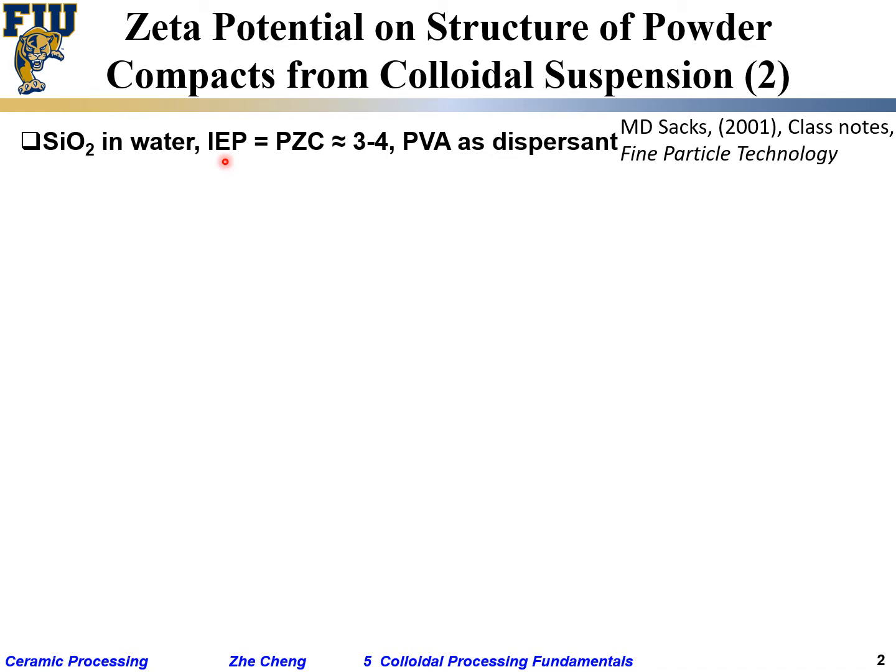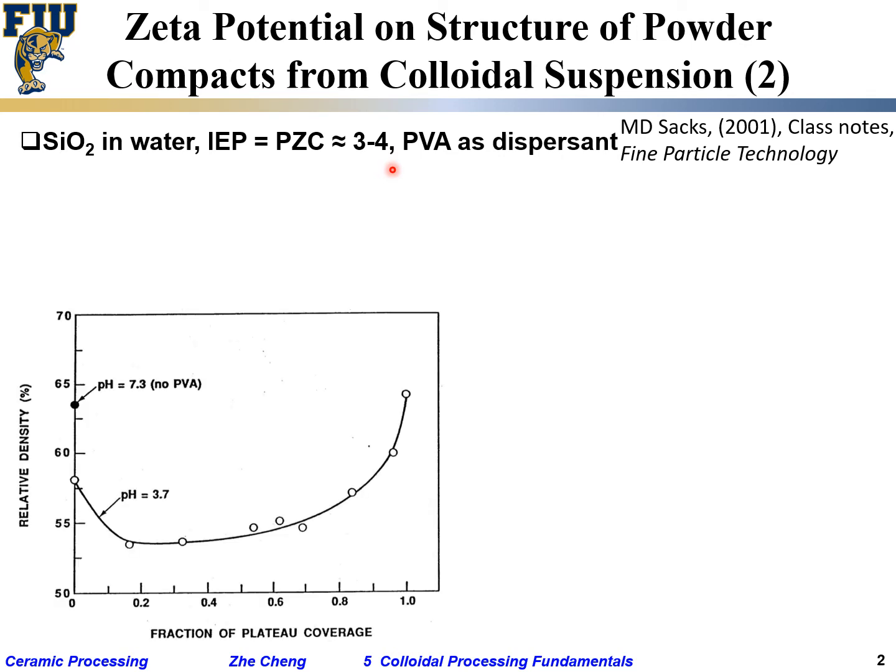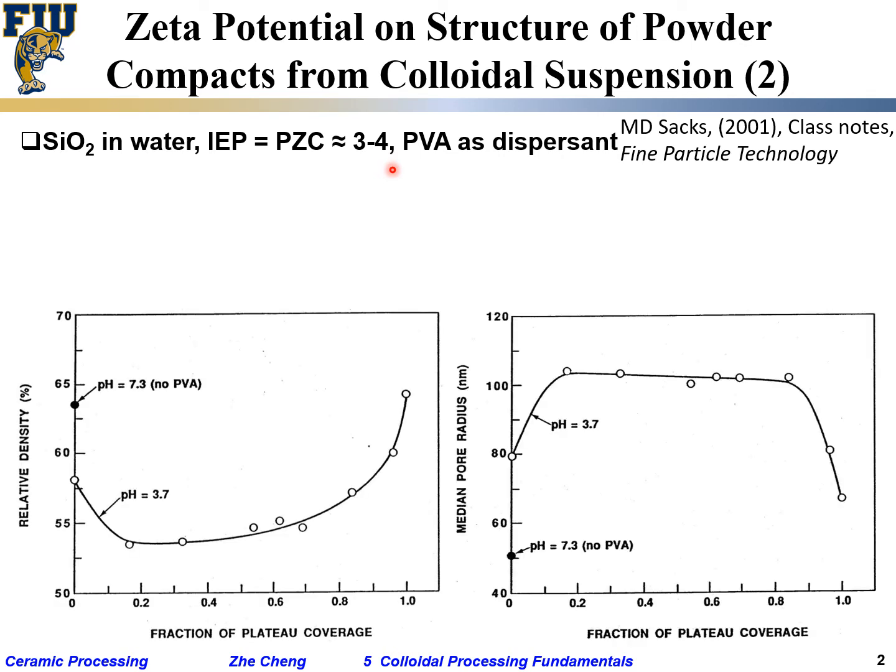So here we give some additional results. Silicon dioxide in water, IEP, roughly equals PZC. IEP, isoelectric point, or point of zero charge, is roughly 3 to 4. We're using the polymer PVA as the dispersant. Okay, I'm showing two plots. The left one is showing what? Relative density of your colloidal suspension after it sediments versus fraction of plateau coverage.